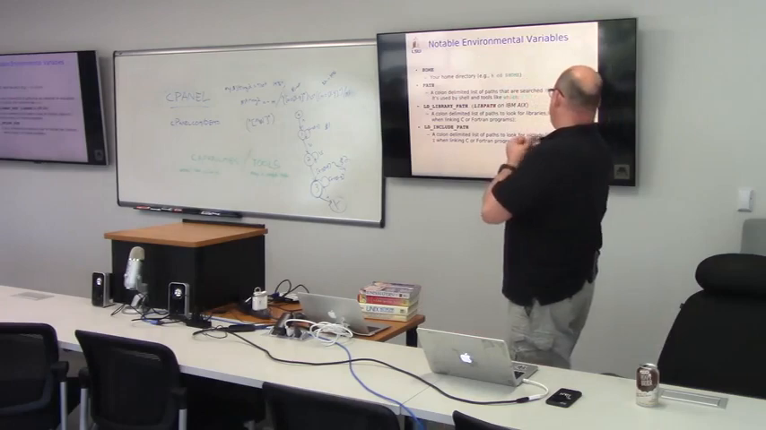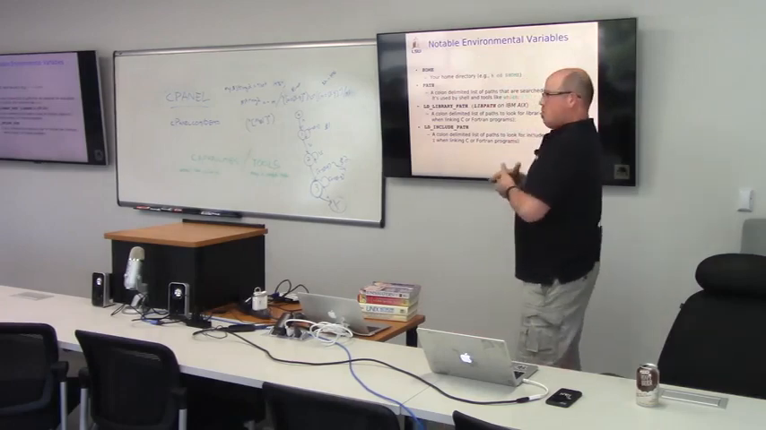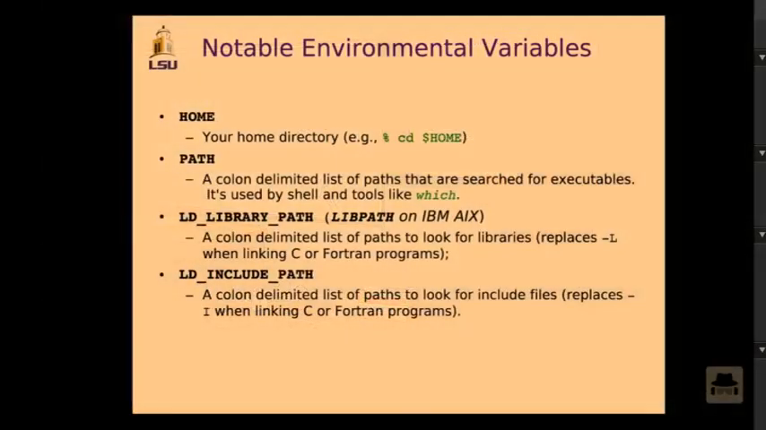Okay, these are some notable environmental variables. Home, of course, is your home directory. It's where you land when you first log in. That's where you keep all of your stuff. Path is a colon-delimited list of directories that the shell or interpreter will use to search for executable utilities, rather than you having to type in the full path every time. It's just a convenience for you.